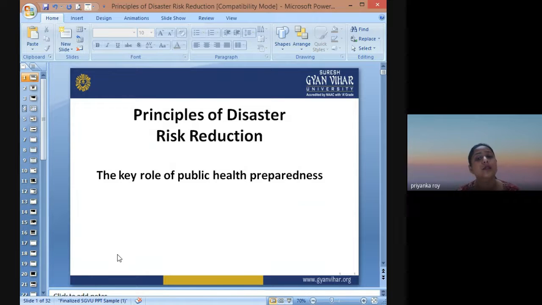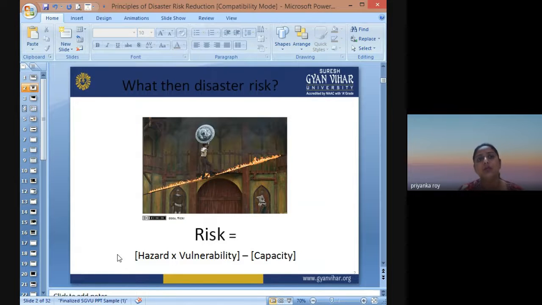Good morning. So, in disaster management, today we are going to do the principles of disaster risk reduction. The key role of public health preparedness and awareness programs is how we can reduce and address various areas that can be helpful in reducing the risk, or the vulnerability, of the people residing in these areas, right? What and when disaster occurs, let's understand first what disaster risk is.